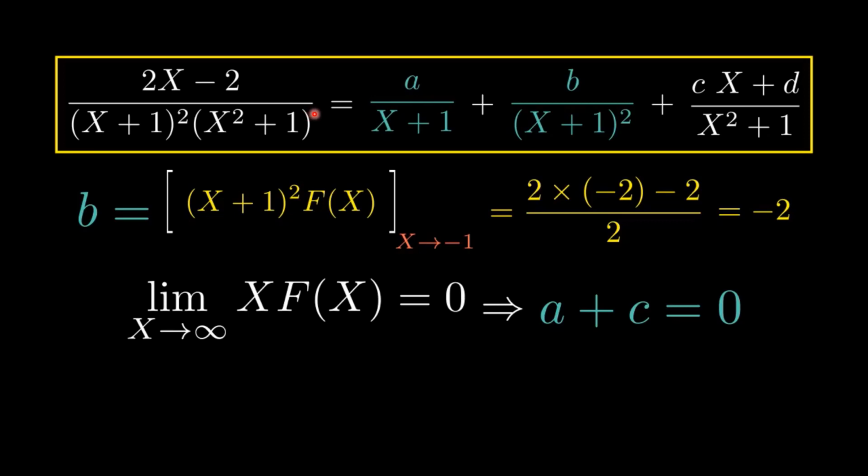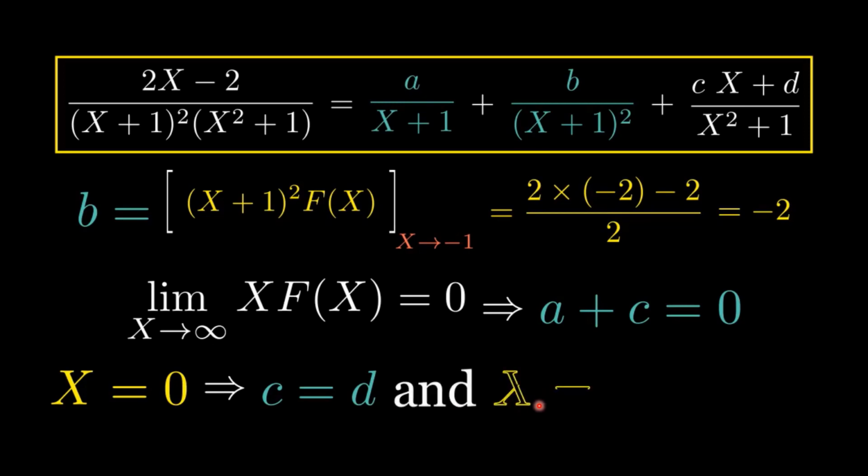Now when we take x equals 0, we get c equals d, and for x equals 1 we get d equals 1, and we get all the four unknowns. So b equals negative 2, c equals d equals 1, and a equals negative 1.